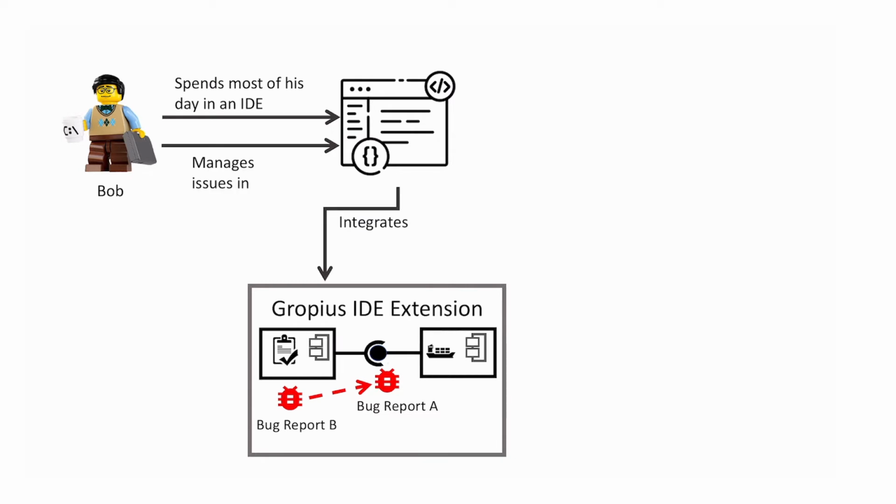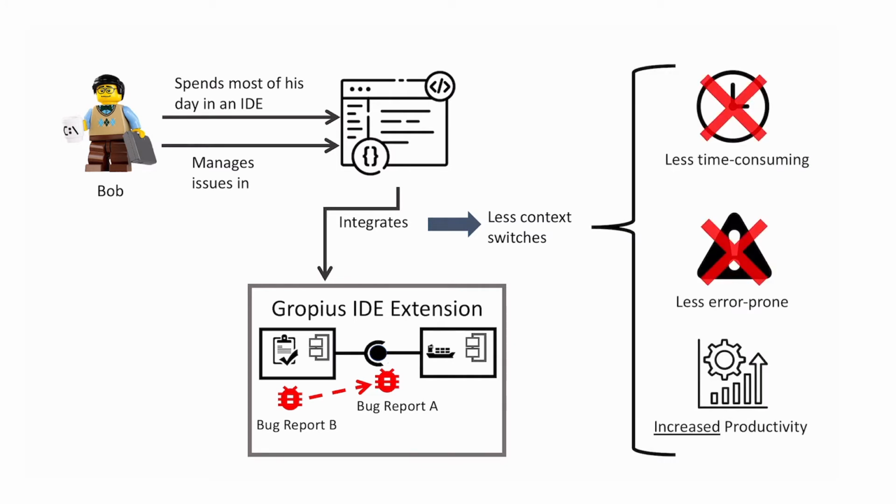To solve this challenge, there's a Gropius IDE extension for Visual Studio Code, which allows Bob to manage these cross-component issues in his IDE. Furthermore, the extension provides Bob a focused component-specific view of cross-component issues, while keeping all cross-component issue features, for example, linking to other issues of other components. This results in less context switches, and therefore his issue management process is less time-consuming, less error-prone, and his productivity might even increase. Let me give you a brief demonstration of our Gropius Visual Studio Code extension.